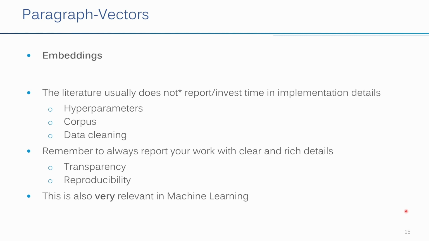So try to remember to always have an ethical and conscious way of reproducing your work with as many rich details as you can, because otherwise it would be really hard to reproduce your work, and it makes it difficult to have transparent work, right? This is not only true for artificial neural networks or, for that sake, NLP, but for pretty much anything you do, especially in machine learning. All right.